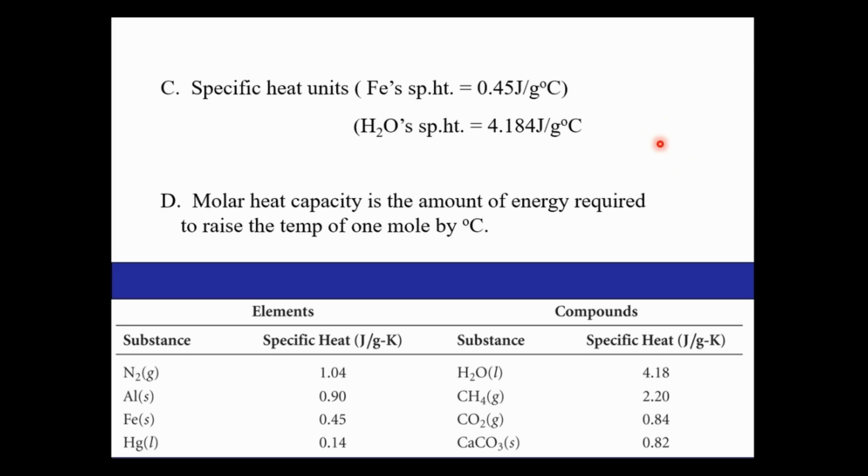We've looked at heat capacity. We've looked at specific heat. Now here's molar heat capacity, which is the amount of energy required to raise the temp of 1 mole by 1 degree C. So here for water, if I multiply this by 18.02 grams per mole, the grams would cancel out and I'd get moles in the bottom. And that's molar heat capacity. So here's some metals. Here's water.